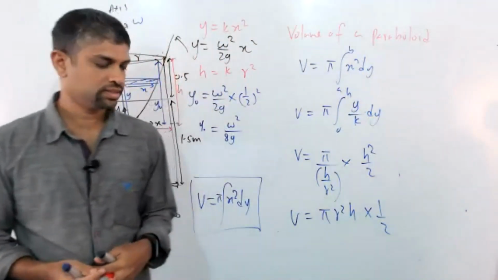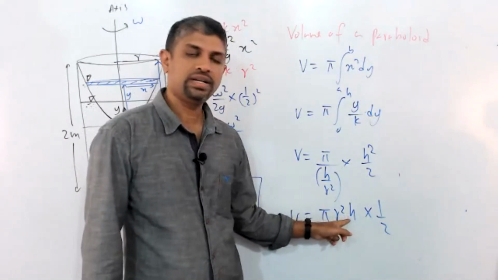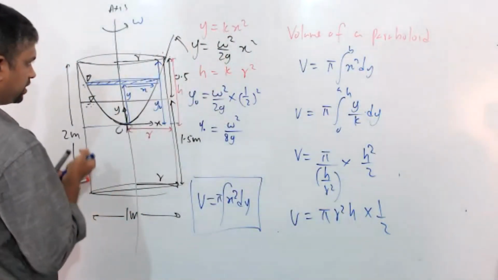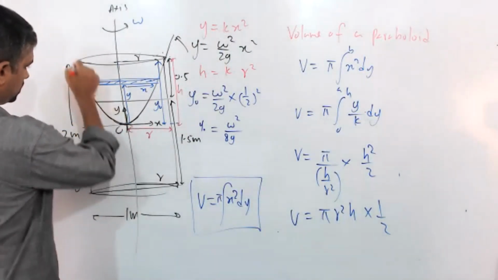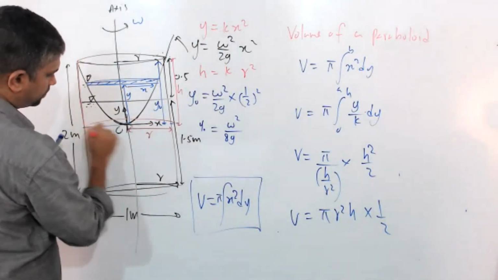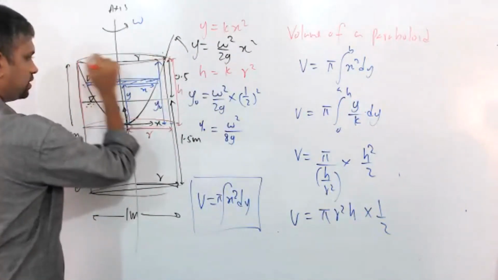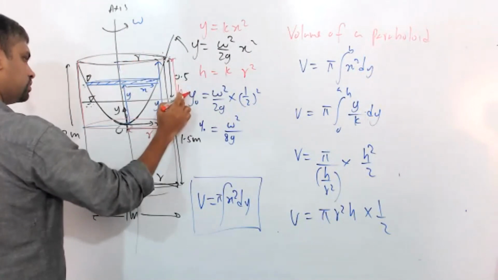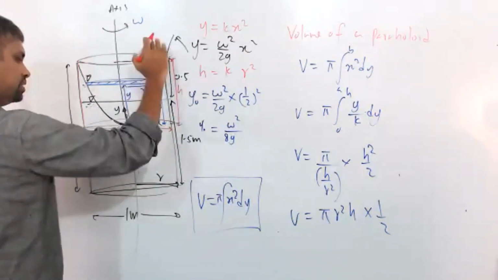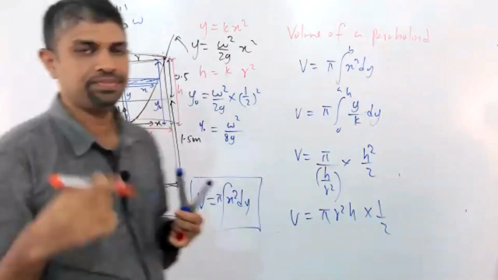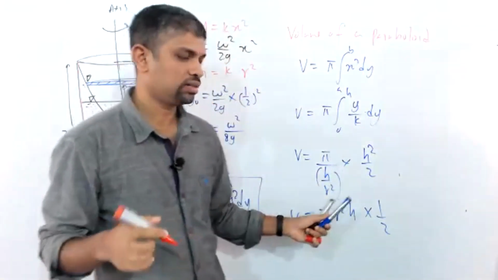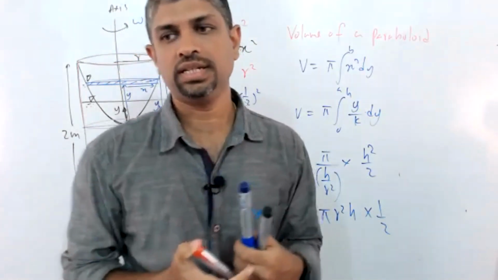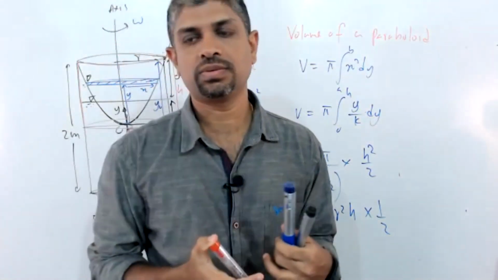What is that? Pi r squared h is the volume of this cylinder. You can see a red color cylinder here. The cylinder has the same height as the paraboloid, and the base is the same base, right? Therefore, the volume is half the corresponding cylinder.